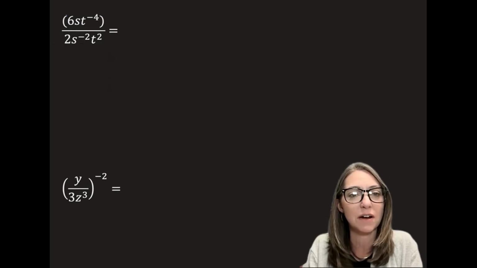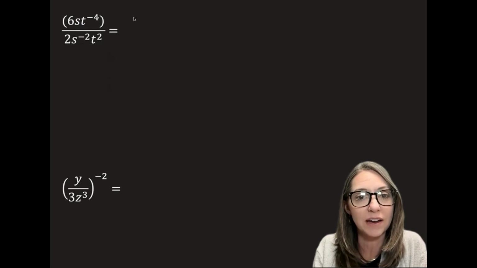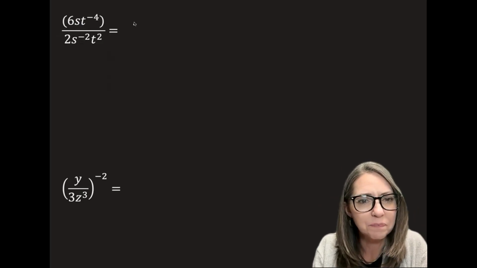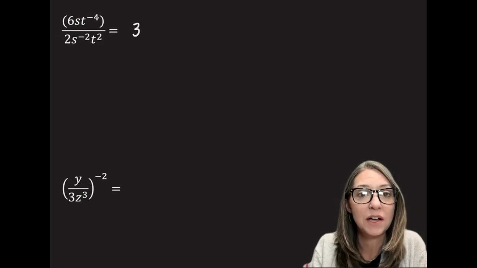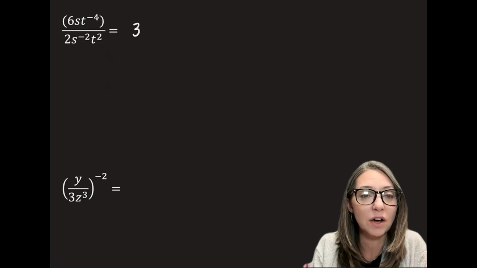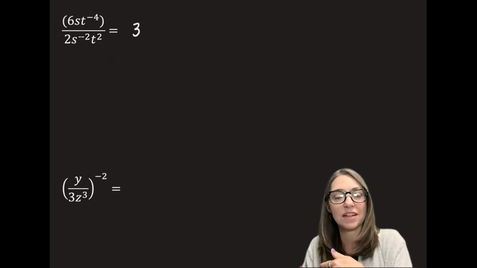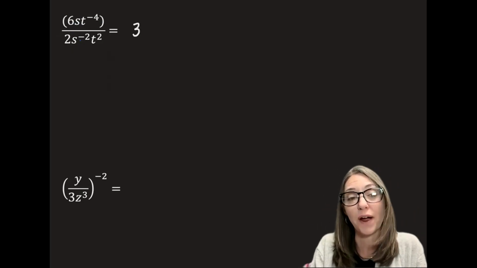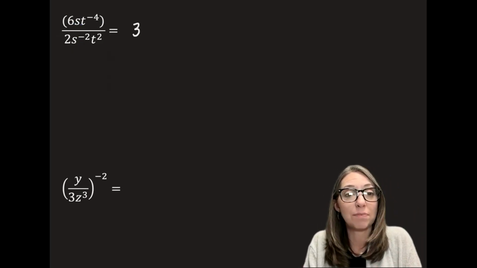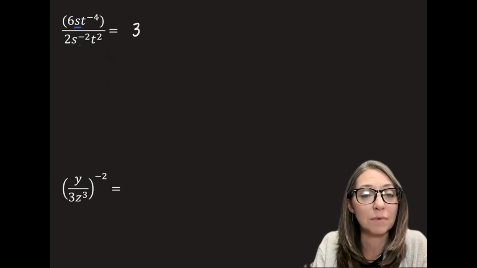For example, 6 divided by 2 is 3. So we can go ahead and call that 3. And then you have some choices here, right? We have s over s to the minus 2 choices, right? You could move the s to the negative 2 to the numerator and call it s squared, or you can just apply the rule where you subtract. I'm going to do the subtraction rule.